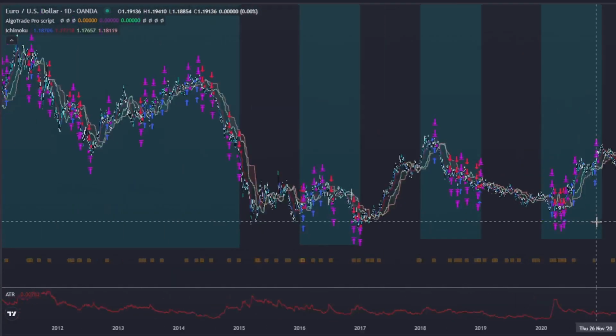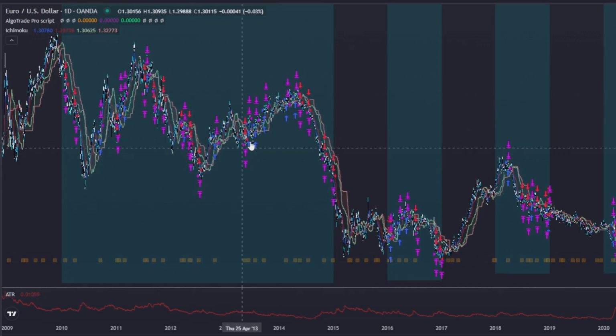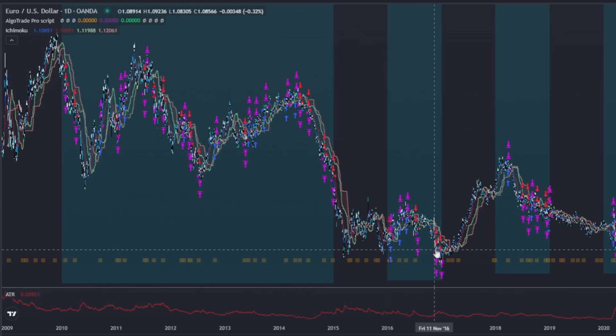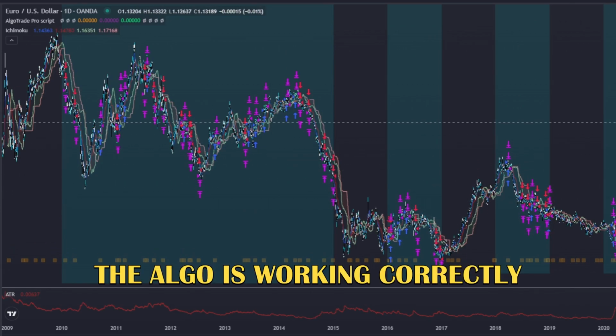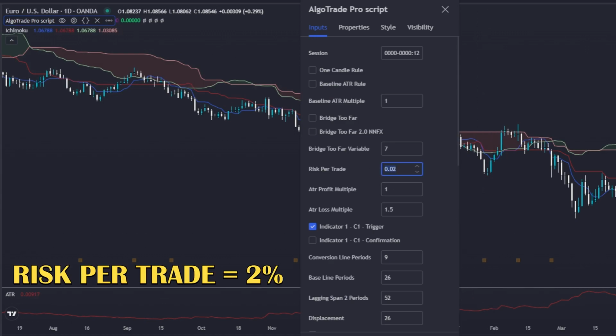The algo also correctly respects our in-sample data. The arrows that you see are the entries and exits from every trade signal. So, as you can see, our algo is working correctly. The risk per trade that the algo will use is 2%.